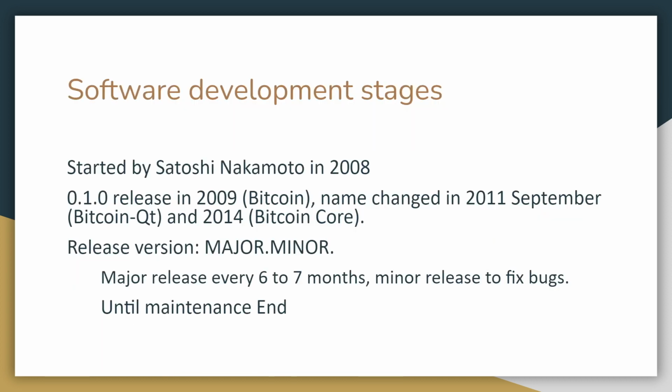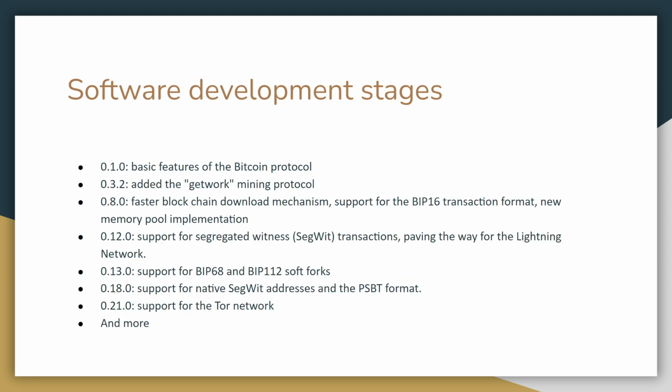Software development stages. The software was started by Satoshi Nakamoto in 2008 and first released in 2009. The first release version is called Bitcoin with version number 0.1.0 and only supported the Windows platform. Starting from version 0.2.0, the software included a Linux version. The software changed its name twice.